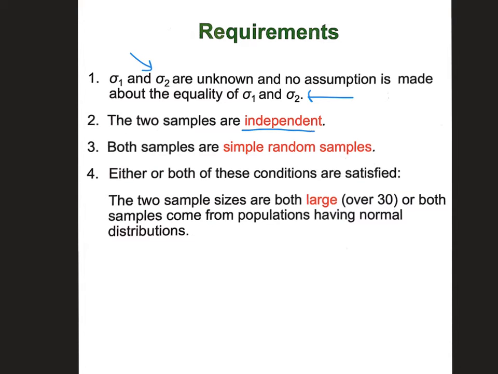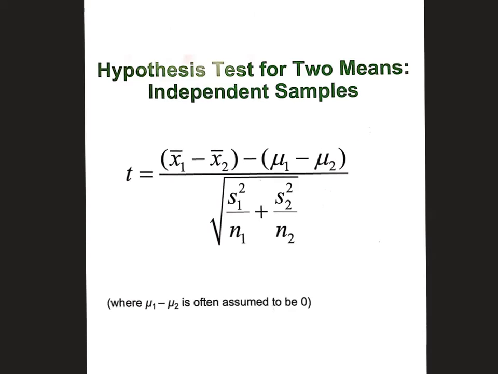They have to be independent of each other, which we talked about a second ago. They both come from simple random samples. That's always a criteria. Either or both of these must be satisfied. This won't surprise you. The sample sizes are both over 30, or they come from populations having a normal distribution, because we're dealing with means, which is always the case when you're dealing with means.